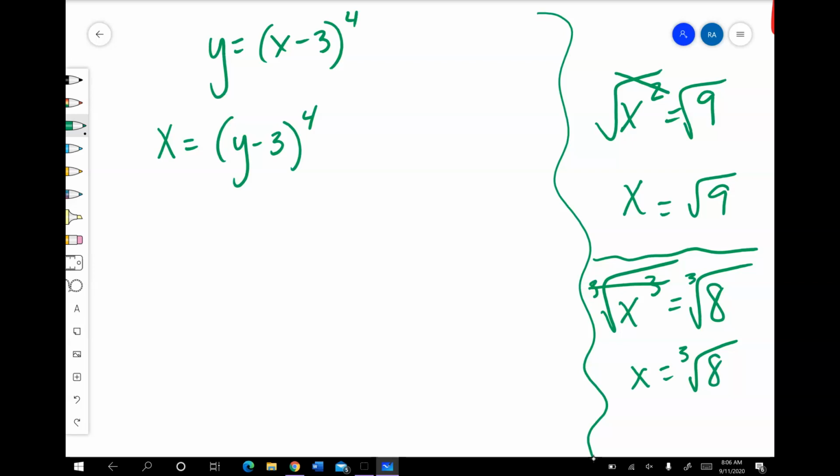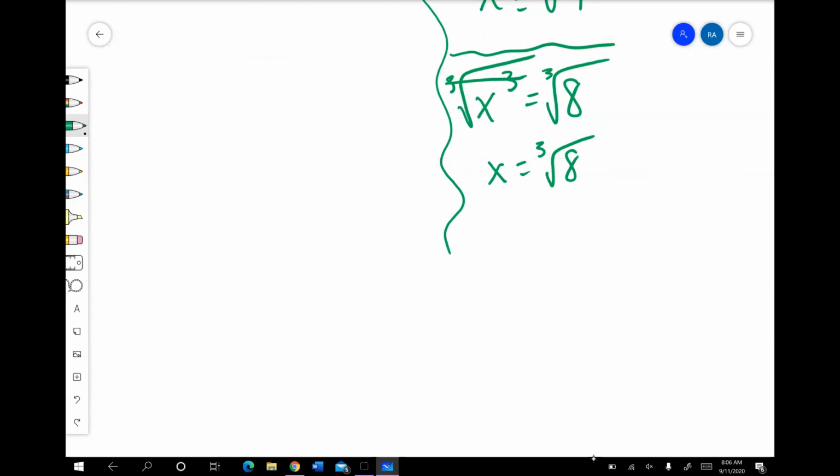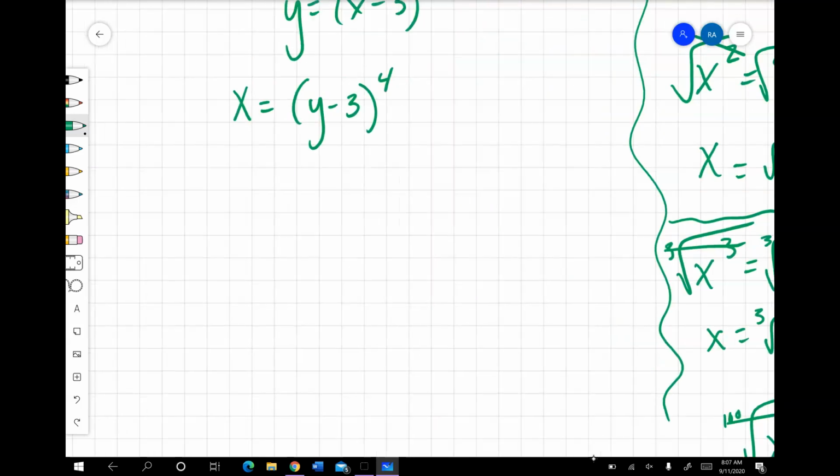So what gets rid of a fourth? A fourth root. Okay? So let's be dramatic about it. If I have x to the 100th power equals, I don't even know, you would take the 100th root, and that's how you would get it by itself. Okay? So anytime you have an exponent, the inverse of it is the radical raised to whatever power it is, okay?